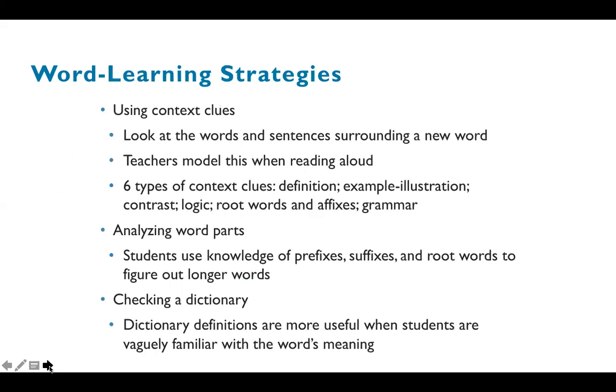Word learning strategies include using context clues, where you look at the words and sentences surrounding a new word. Teachers model this when reading aloud. Talk through how you're trying to learn a new word within the context. 6 types of context clues are definition, example, illustration, contrast, logic, looking at root words and affixes, and grammar application.